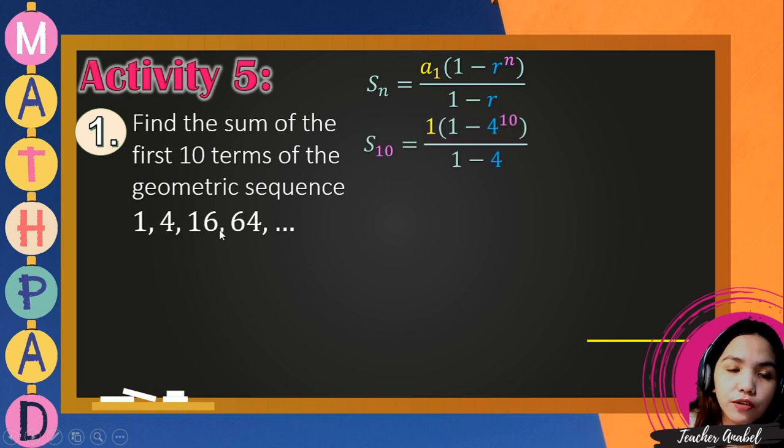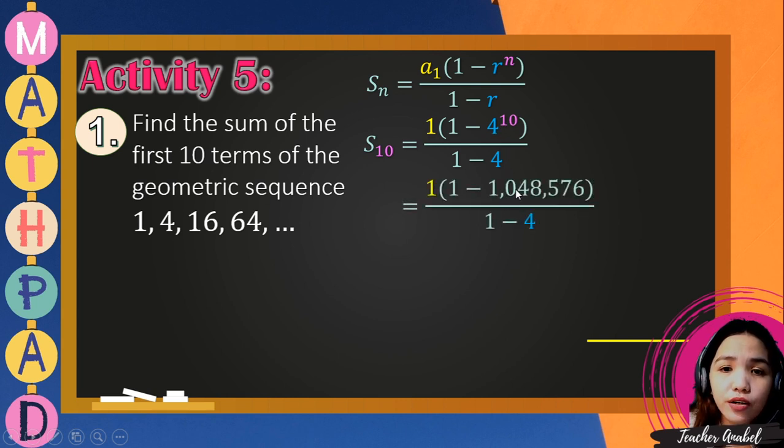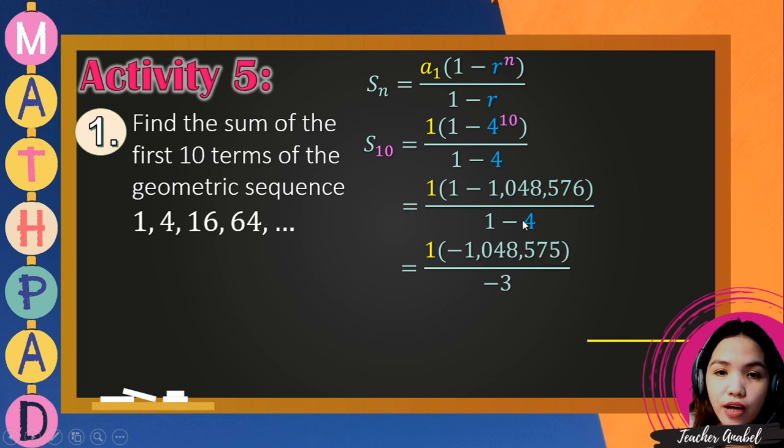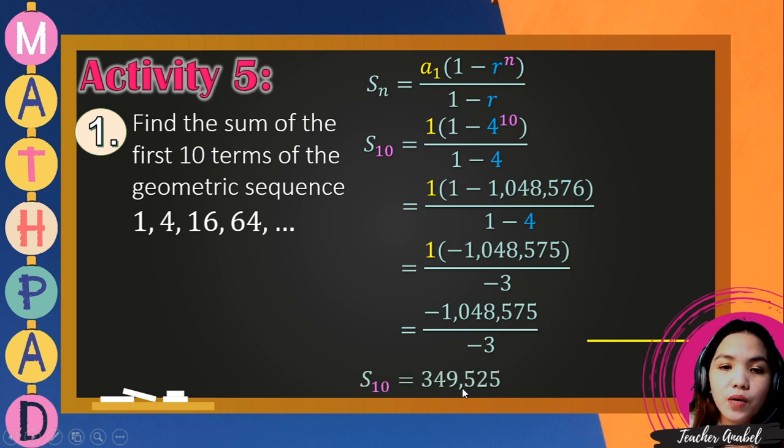So we apply those values. We have this. Then, ito muna isi-solve natin. 4 raised to 10. That is equal to 1,048,576. And then, ibabawas natin ito sa 1. And that gives us negative 1,048,575. And then yung nasa baba natin, 1 minus 4, that is equal to negative 3. Then multiply natin. So negative 1,048,575 divided by 3. So that's equal to positive na, ha? Kasi negative times negative is positive.